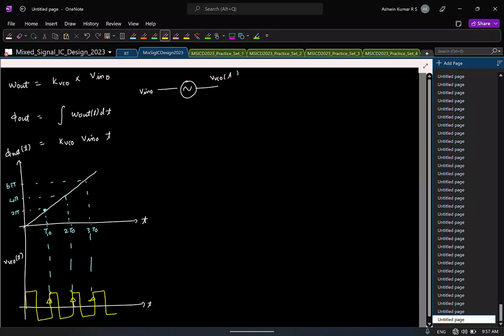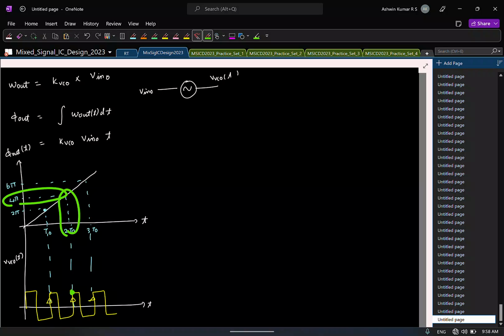Is that okay? So I know that if it finishes one cycle, the phase is 2 pi. If it finishes 2 cycles, the phase is 4 pi and so on. So this is how the signal is going to look. So let's understand how we can quantize the phase.